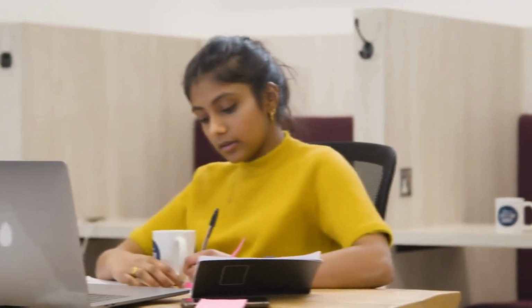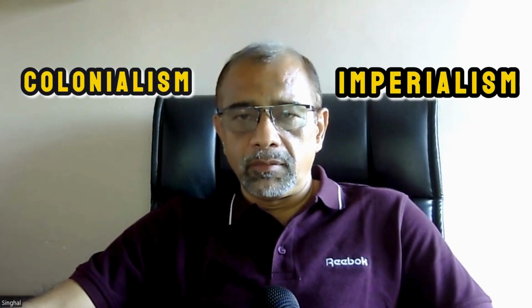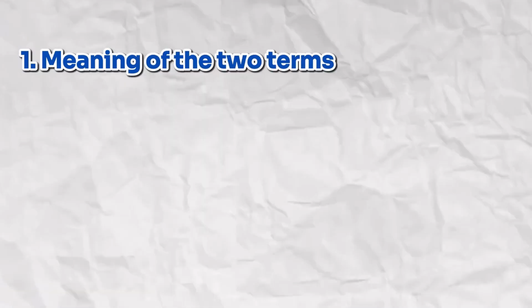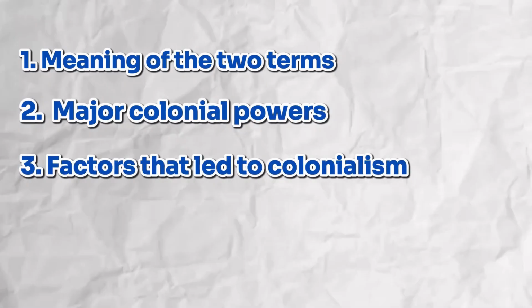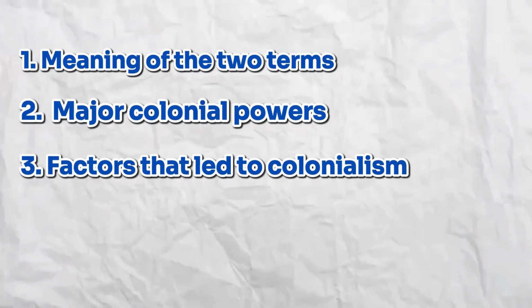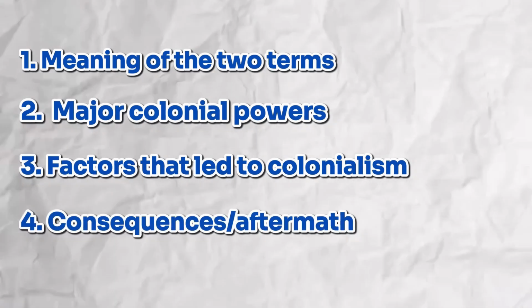Today we will talk about another topic which forms the backdrop of many CAT RC passages. We will talk about colonialism and imperialism. तो इसको हम चार पार्ट में डिवाइड करते हैं. पहले we will talk about the meaning of these two terms. Then we look at the major colonial powers. Then we talk about the factors that led to rise of colonialism, and then the consequences and aftermath.